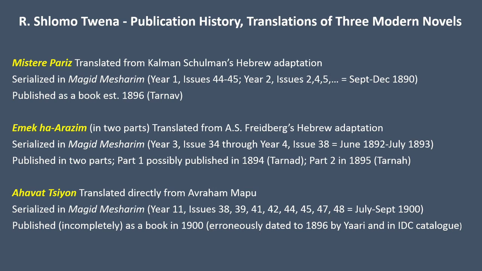And then finally, Ahavat Zion, which, if you don't know, is Abraham Mapu's 1853 Love of Zion, often said to be the first modern Hebrew novel. And this was serialized in Magid Mesharim over 8 issues of 1900, and then also published, but incompletely, as a book in the same year. And incidentally, Ahavat Zion also appeared in Judeo-Arabic in a different translation in Tunisia in 1890 and in Judeo-Persian in 1908, so there was a lot of interest in it.